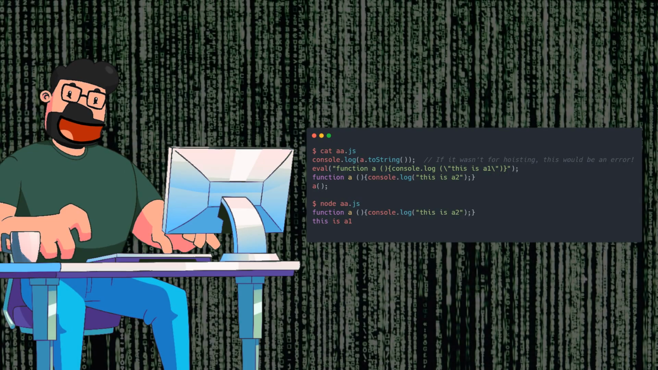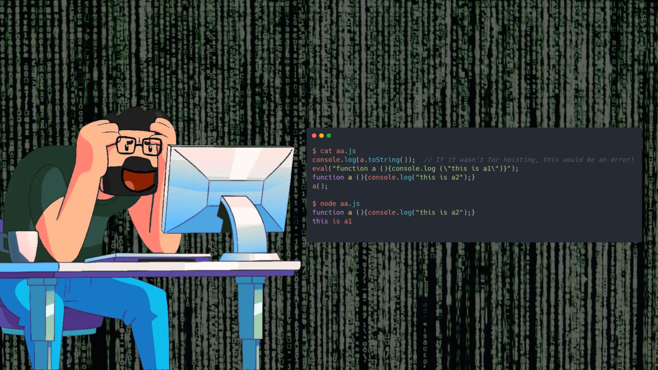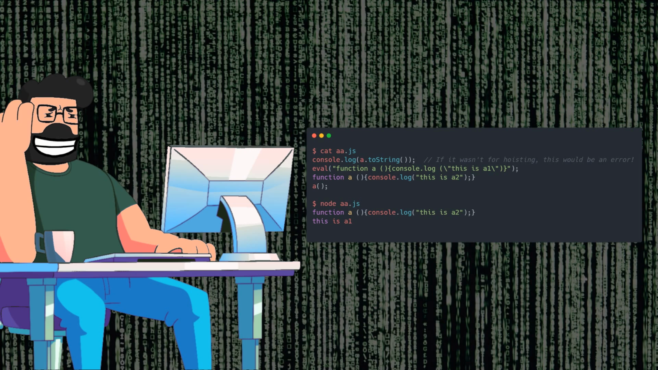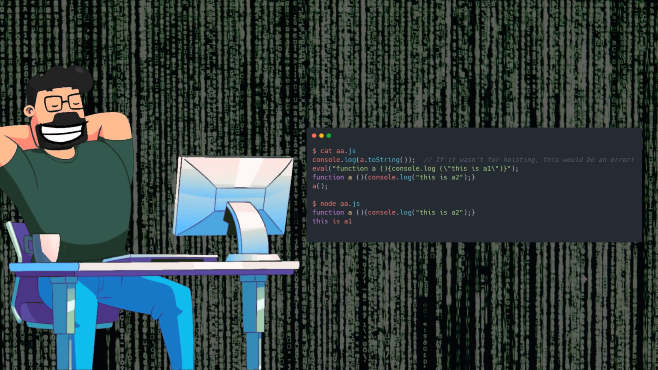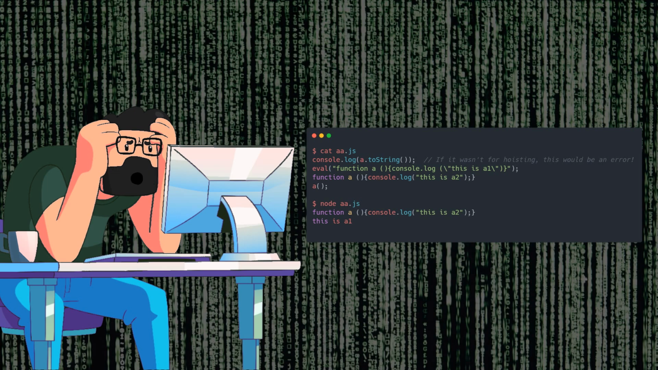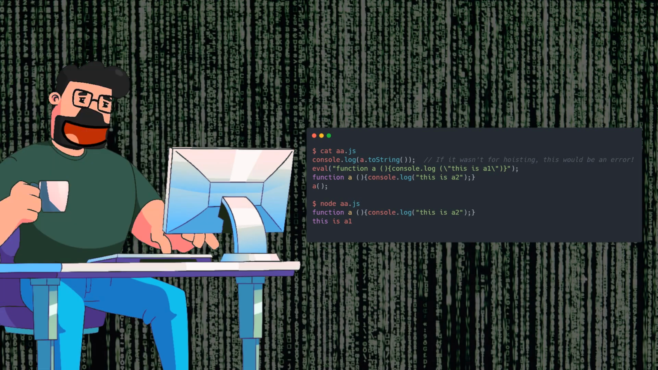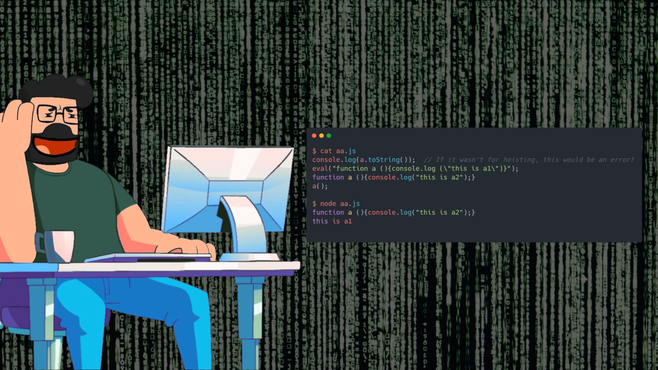Now let's delve into the solution. When it comes to the behavior of function declarations in non-strict mode, hoisting plays a crucial role. The function declaration gets hoisted to the top of the block, essentially happening before the eval statement. This tricky phenomenon explains why the function in the eval statement doesn't overwrite the initial function declaration. It's all about the magic of hoisting at play here.